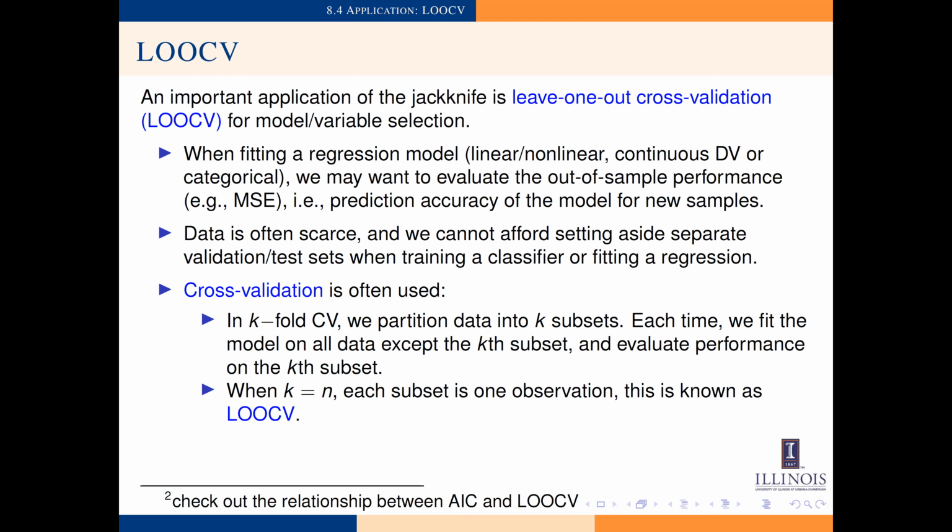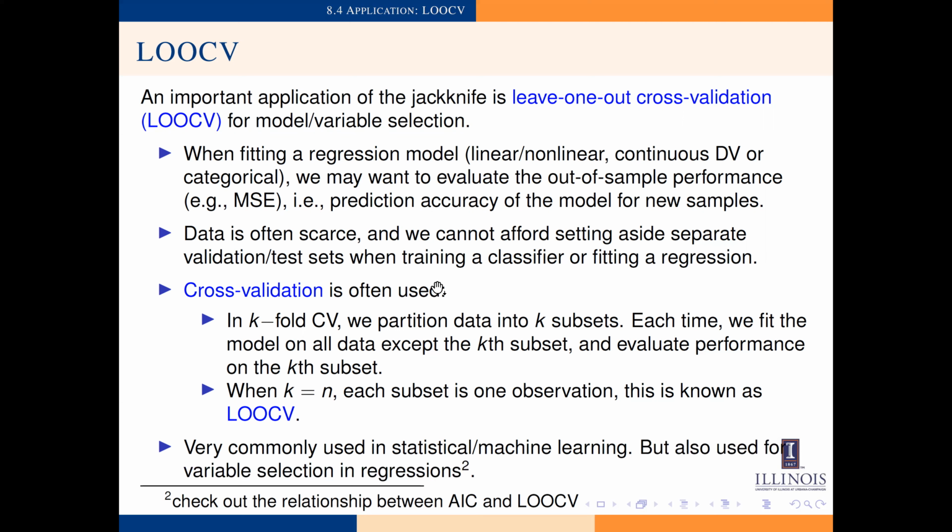When k, which is the number of folds, is equal to your sample size n, then each subset is one observation. In that case, what you're doing is fitting a model excluding that observation and predicting the observation and trying to do validation. And this is known as LOOCV, leave one out cross-validation. This is very commonly used in statistical and machine learning for variable selection or choosing a good model.